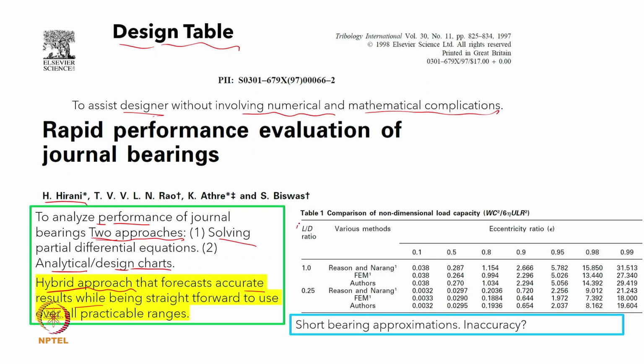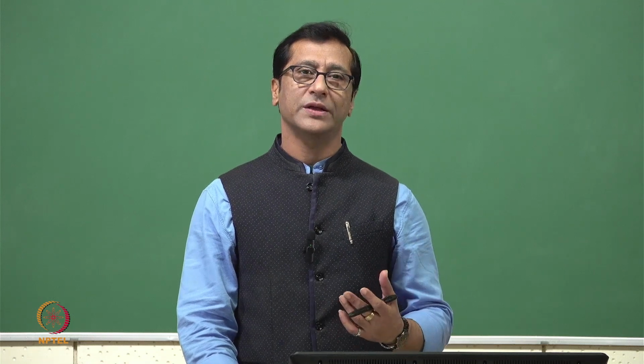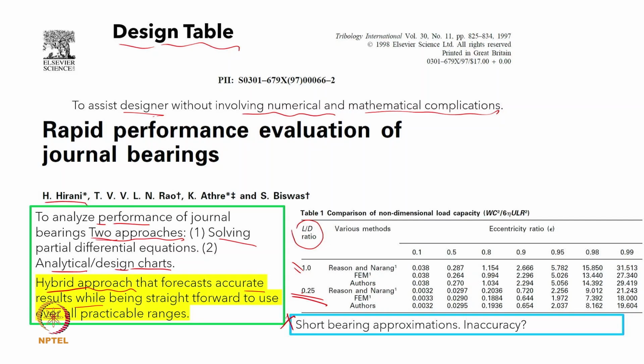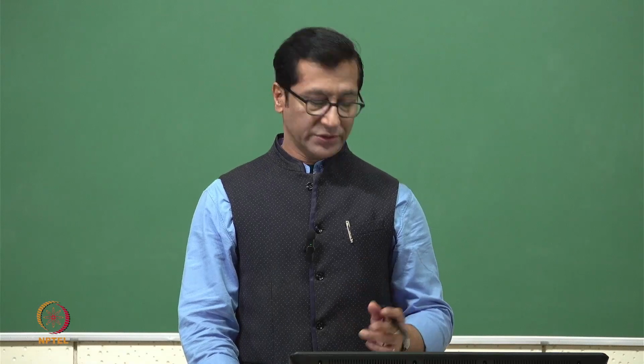You can see here this is what we call the length to diameter ratio, L by D ratio, and as the length compared to diameter increases, the short bearing approximation will turn out to be invalid. Short bearing approximation is easy for calculating the pressure, and we often say the short bearing approximation should not be utilized if this L by D ratio is more than 0.2 or 0.25.